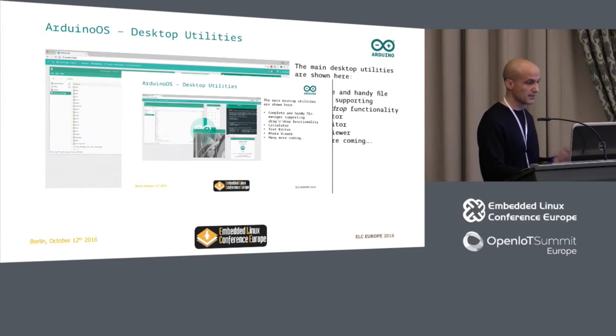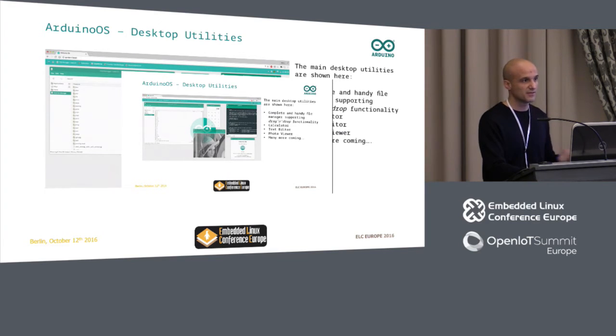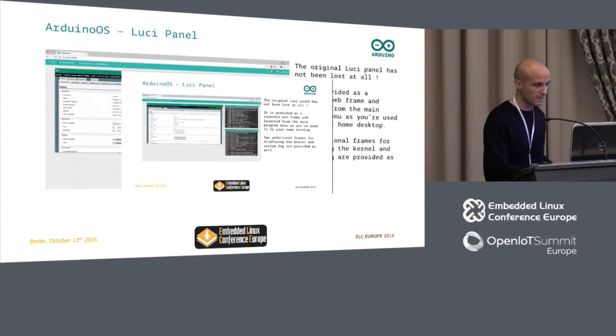So that's showing the main desktop utilities, just a comprehensive view. As I mentioned before, a file manager with drag and drop functionality, calculator, text editor, photo viewer, and many more coming. Of course, we are thinking about a Bluetooth control panel for our Tian board.